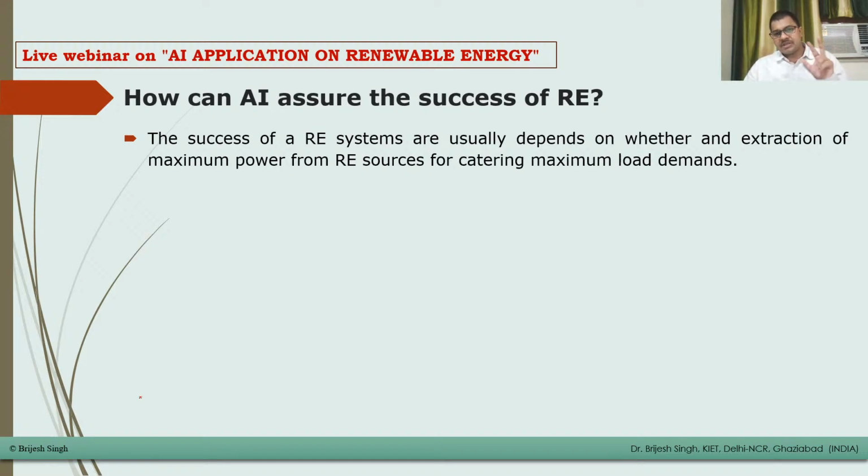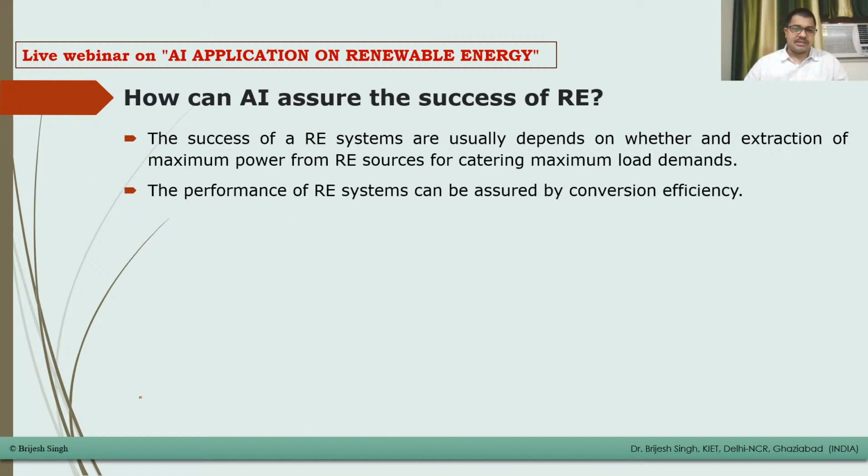So these are the two major opportunities, or two major utilizations, of artificial intelligence in a renewable energy system. The performance of a renewable energy system can be assured by conversion efficiency. In the first step, we are talking about the source, and on the second side we are talking about maximum demand catering. Now in between this source and the demand, there is one thing: the converters. Converter means that by which you convert the renewable energy form into the form of electrical energy.